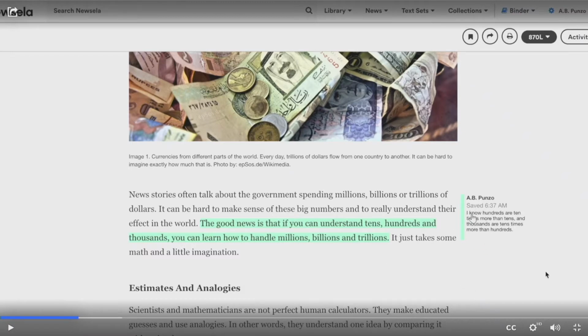Now look, this is annotation. I didn't put that as a look-for on the video, but notice how she's taking the central idea and she's annotating, or taking notes in the margin.